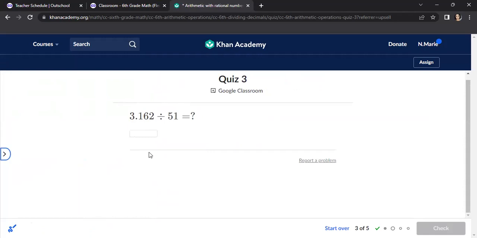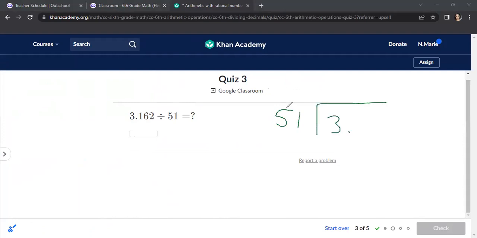So 51, since 51 is the second number, that's gonna come next. This is going to involve knowing multi-digit multiplication, just so you know. So 51 divided into 3.162. Well, put the decimal here. 51 can't go into 31. But 51 can go into 316. Let's see.